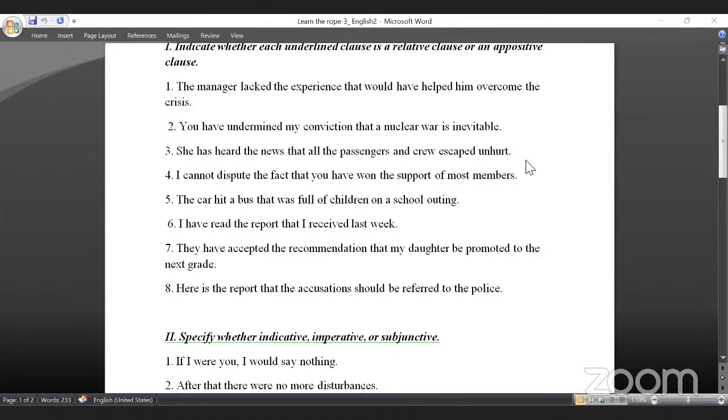This is who? Rahul or Prem? Prem? In the seventh question, they have accepted the recommendation, this is the one part, but my daughter should be promoted. If it was there, then it should have been an appositive clause. But it's like my daughter be promoted to the next grade. So this is ungrammatical, right? My daughter be promoted to the next grade is creating troubles again, right?